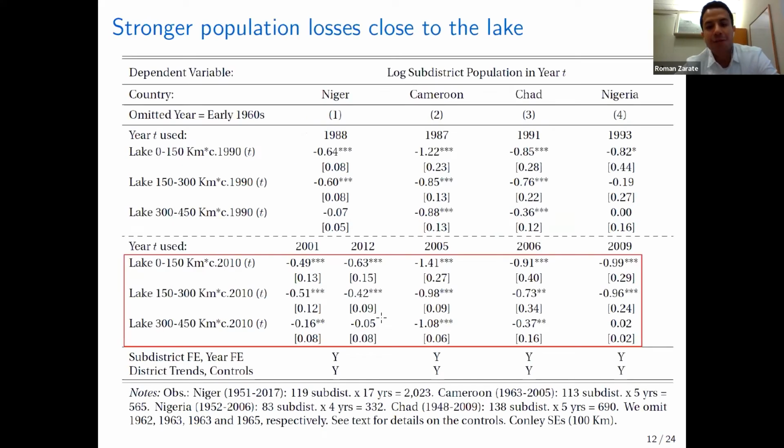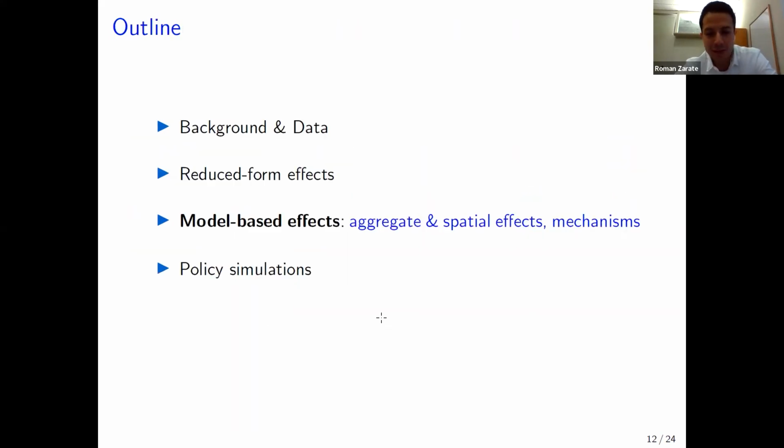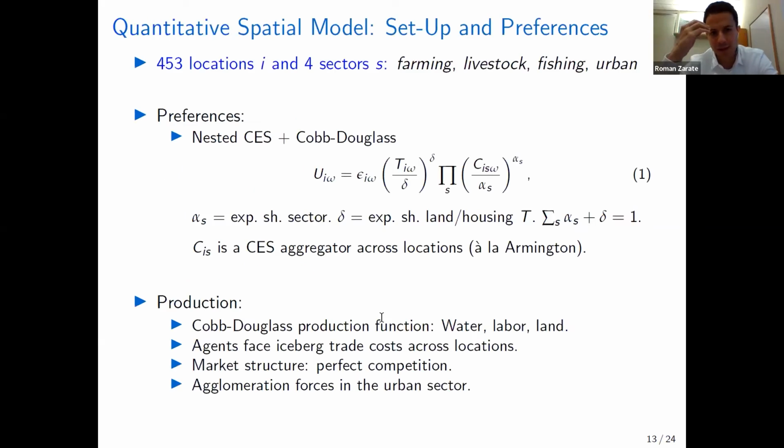Okay, so based on these very simple reduced form facts, now we want to build a model, and we want to build this model for 2 purposes. One purpose is to try to understand what are the aggregate effects of the loss of the lake. The reason is that when you run difference in difference, you are estimating just a partial equilibrium regression. So you are just estimating the local effects of the lake, but we want to understand what happened at the aggregate level. And also we want to use the model to understand the role of policies to mitigate the negative effects of the lake.